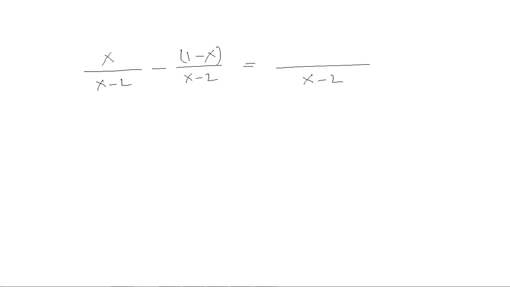So you can put parentheses around 1 minus x. When you are doing the subtraction, you should be careful that this negative affects the whole numerator here. So it becomes x minus 1 minus x becomes plus x. So this is 2x minus 1 over x minus 2. And that's it for rational expressions.